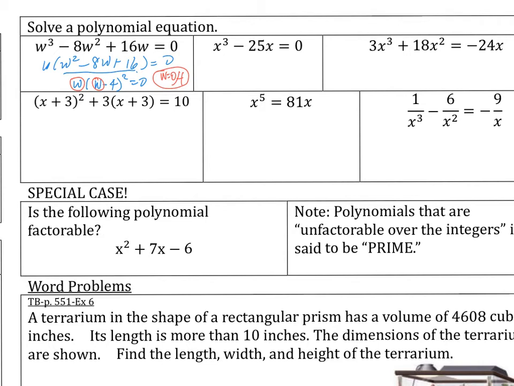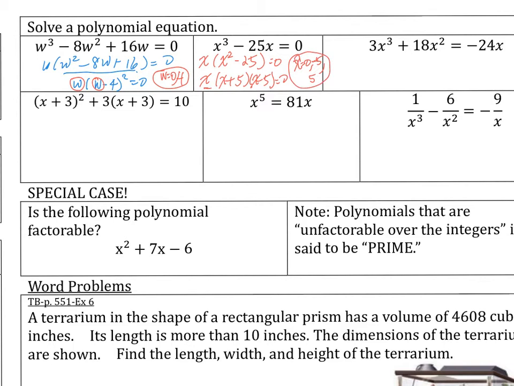And the next one, I'm going to factor out x to get x squared minus 25. And I notice that x squared minus 25 can be further factored by a difference of two squares. And from this, I can see that x is 0. And x can also be negative 5. x can also be 5.